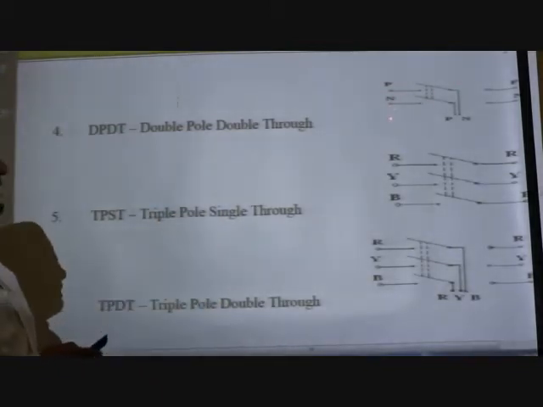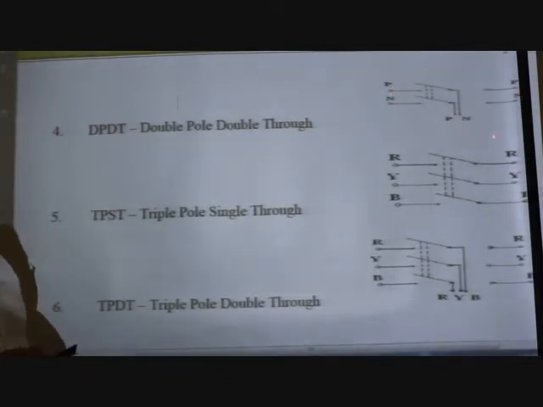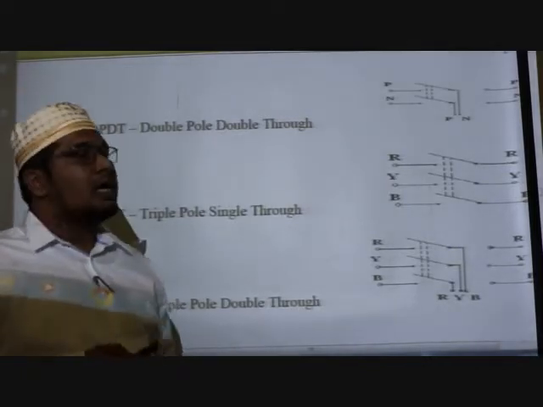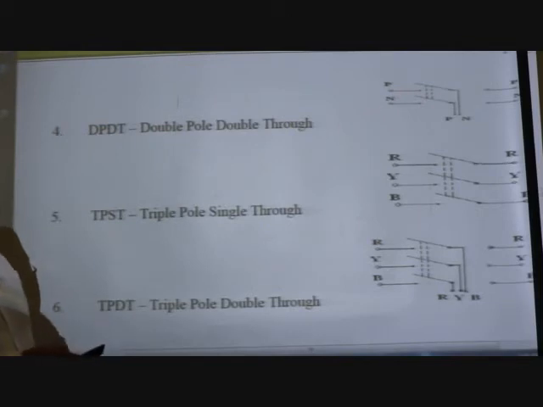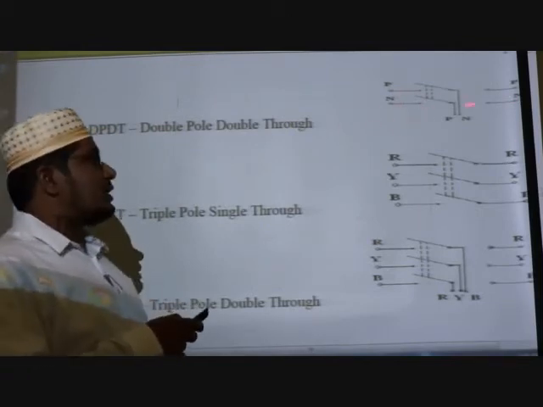But here we have six wires. Phase neutral on the left side, phase neutral on the right side. In the center, another phase neutral is there, which acts as an input to the switch. Now output will be the left side or right side. Left side are the outputs, right side are the outputs.